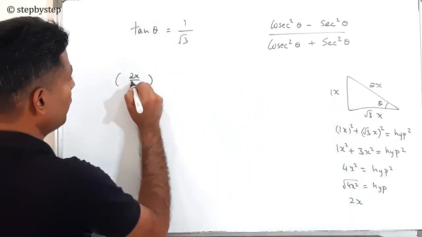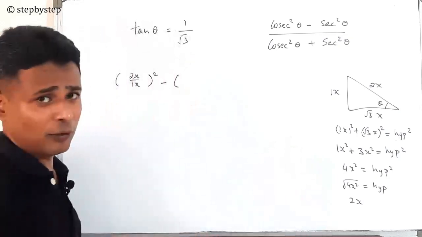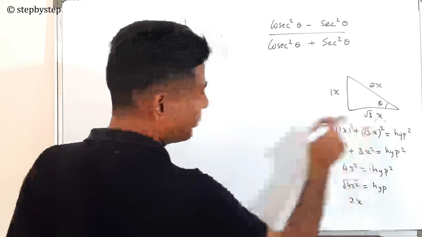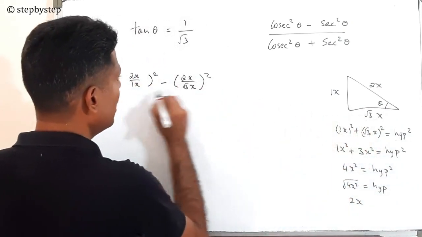So (2x by 1x) whole square, minus sec square. Sec is reciprocal of cos. Cos is adjacent by hypotenuse, so sec will be hypotenuse by adjacent. So (2x by root 3x) whole square.